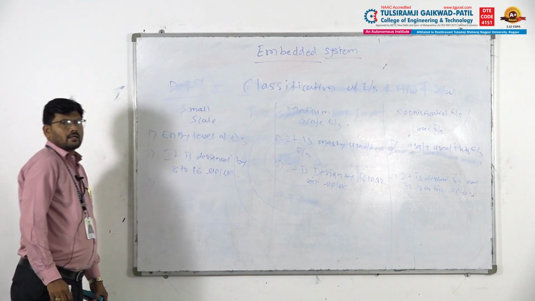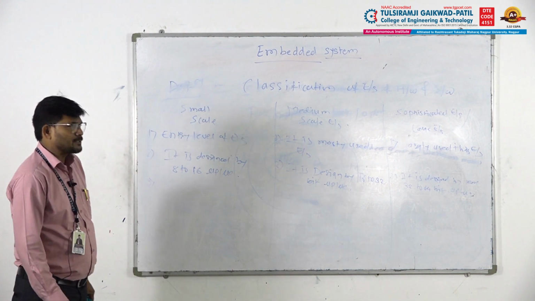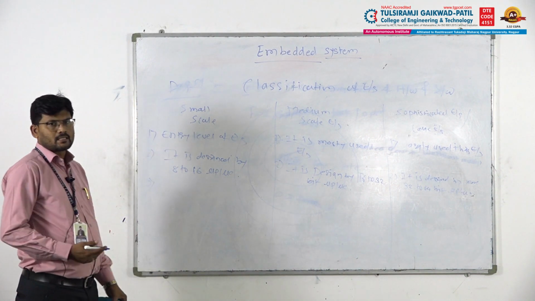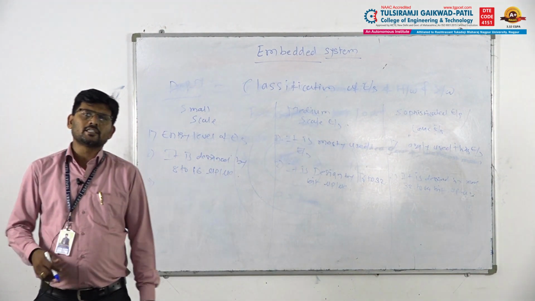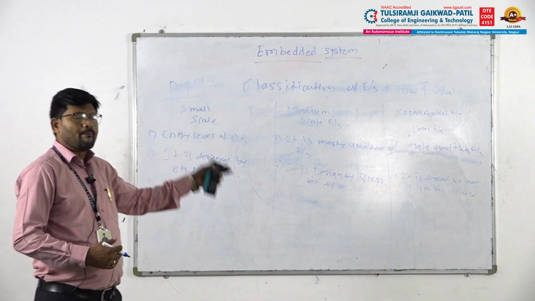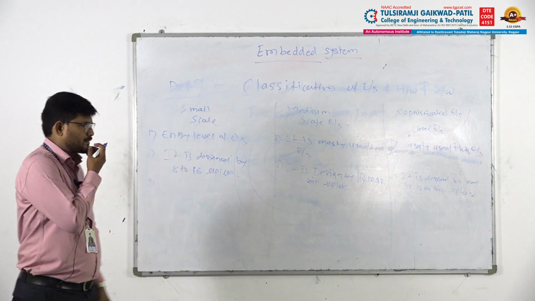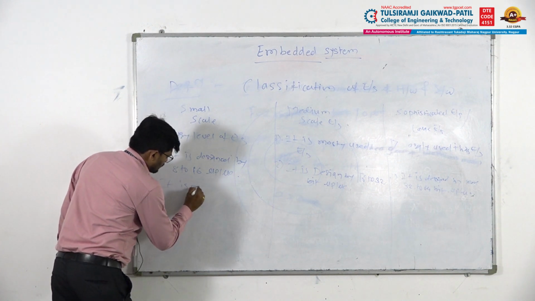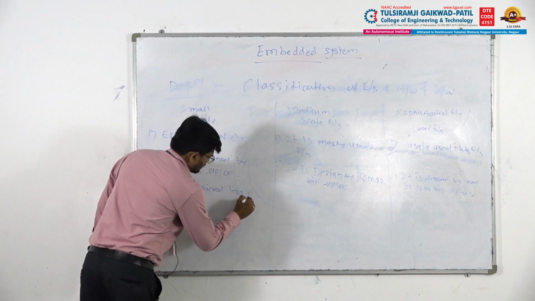The third difference is that in small scale embedded system, very little power consumption is required. Whenever we are using the small scale embedded system, it requires less power consumption as compared to medium scale embedded system and large scale or sophisticated embedded system.